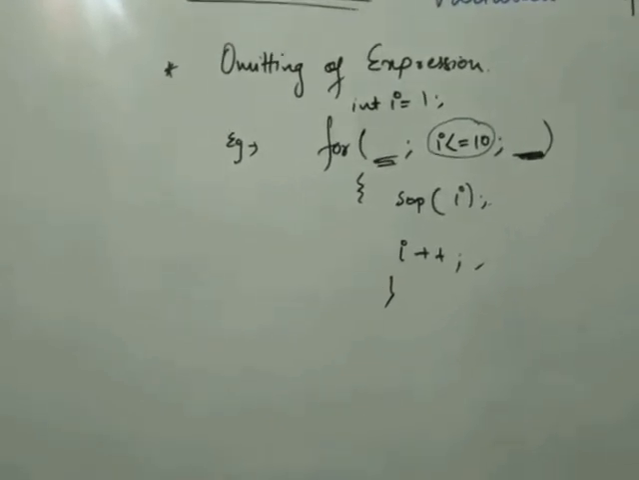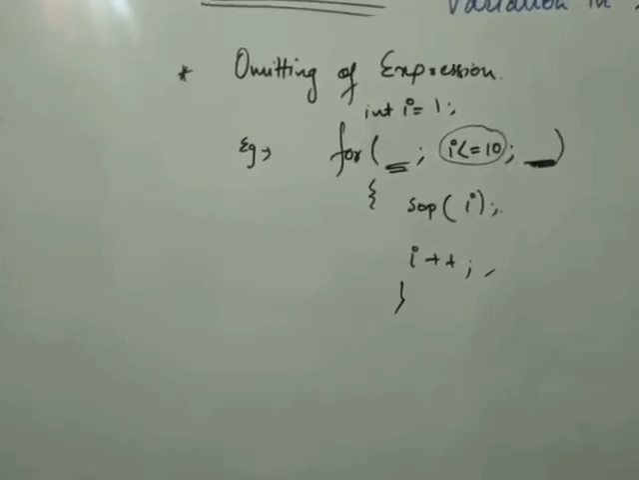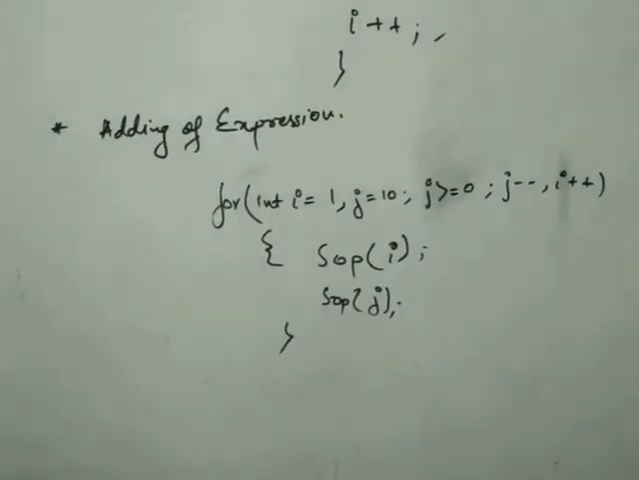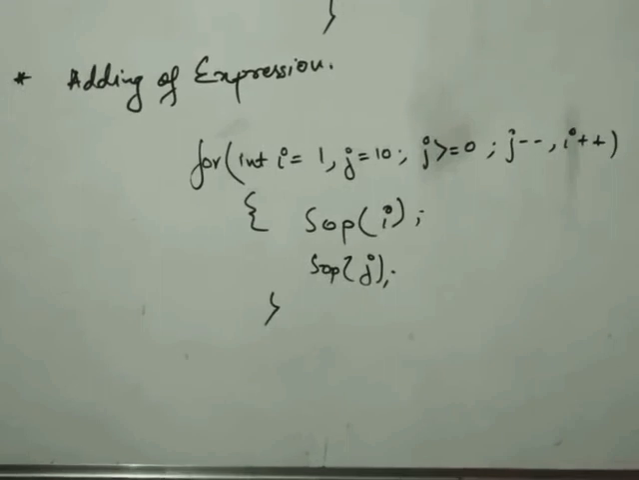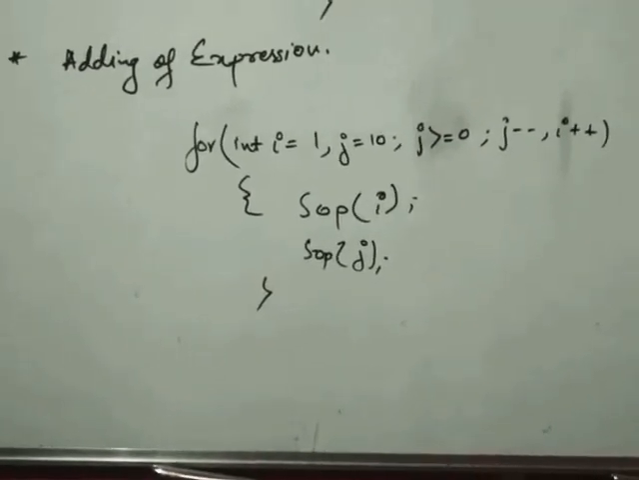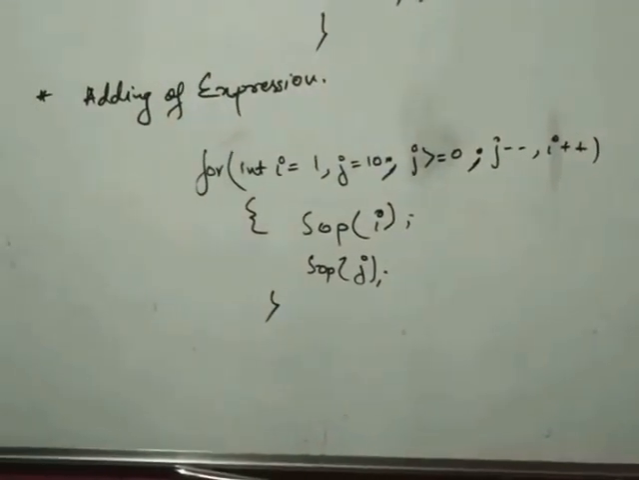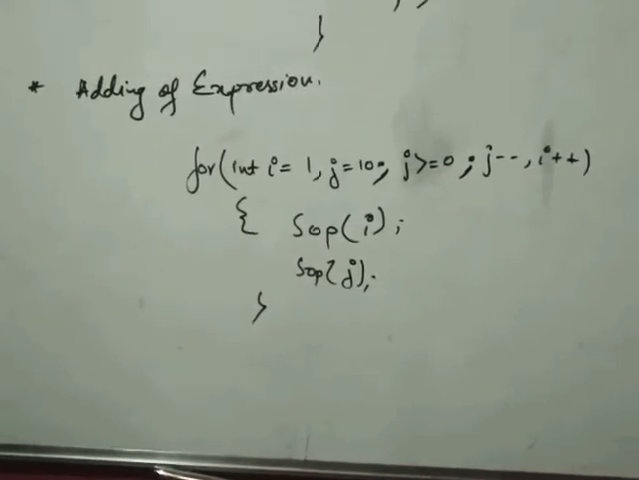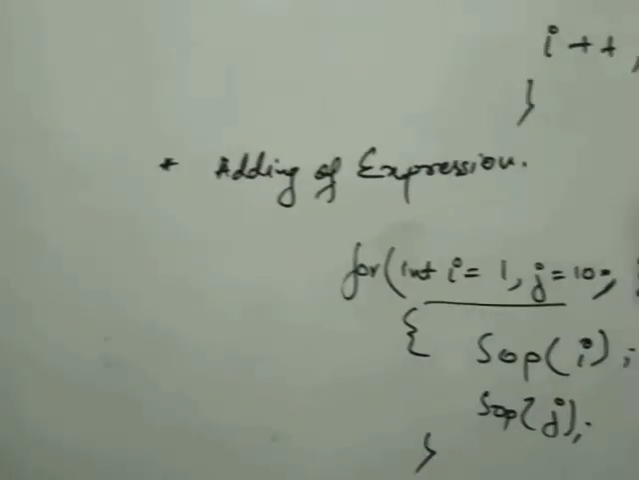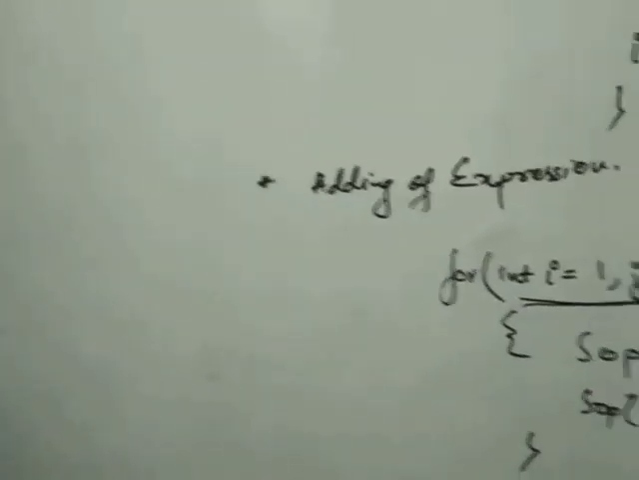Next, we can add expressions as well, again in the same two places, the initialization step and the increment decrement step. If you see in this example, look at the semicolon properly. Here we have placed the semicolon, which denotes that the initialization step is ending. In the initialization step and in the increment decrement step, I have added expressions. Clear?